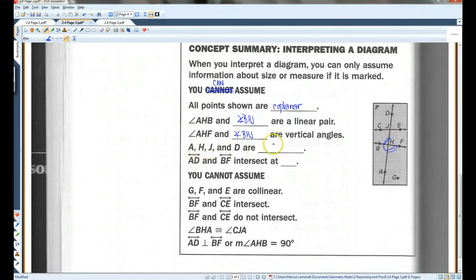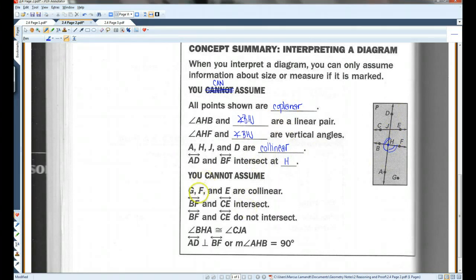Points A, H, J, and D, these 4 points, are collinear. You know that they're collinear because there is an actual line drawn through all 4 of those points. If there was no line drawn, you could not assume that they're collinear. Lines AD and BF, here's AD, here's BF, intersect at point H. You know that they intersect there. Those are all things you can tell from this diagram.